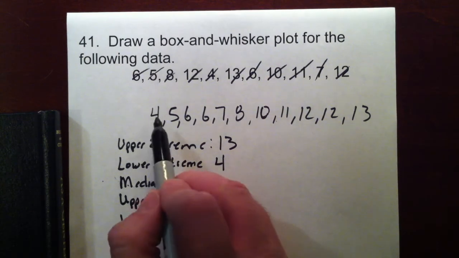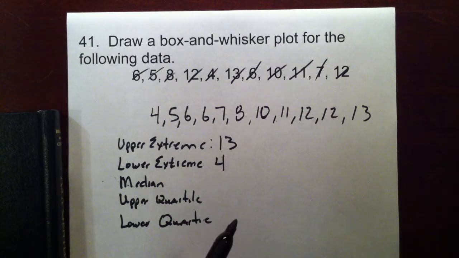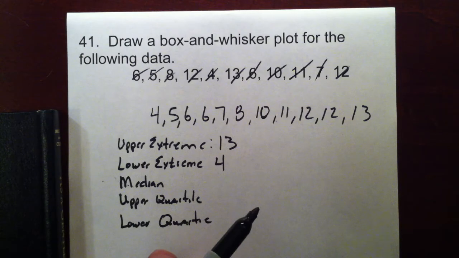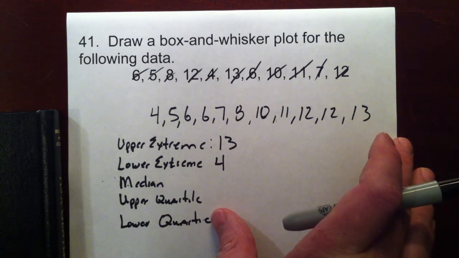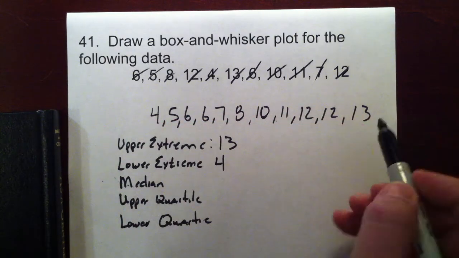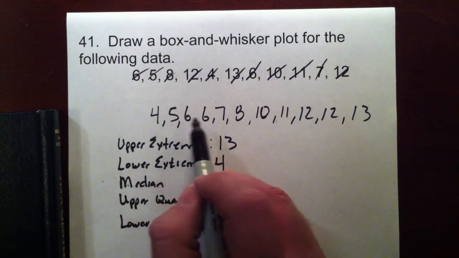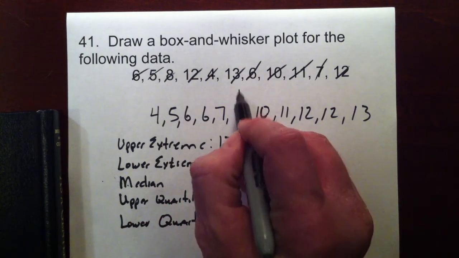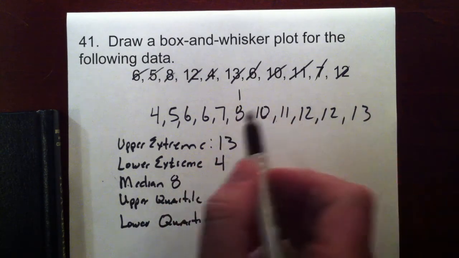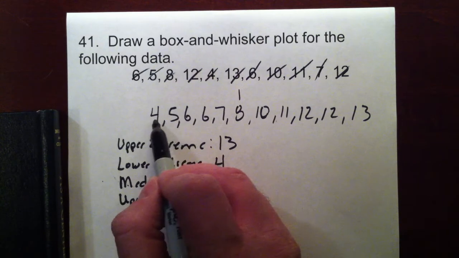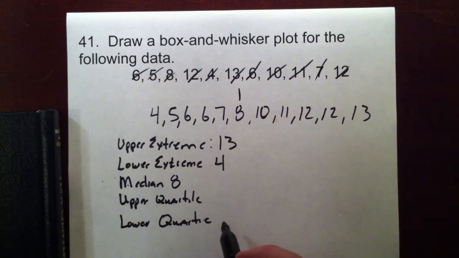The median. Well, we have 1, 2, 3, 4, 5, 6, 7, 8, 9, 10, 11 pieces of data. So we need to find the middle number. If we have 11 pieces of data, we know that the median will always be, if we put them in order from least to greatest, the sixth number. So we got 1, 2, 3, 4, 5, 6. And our median is 8. And we can tell that because we have the same number, 5, on each side. We have 1, 2, 3, 4, 5, 1, 2, 3, 4, 5. And the median is the middle number.